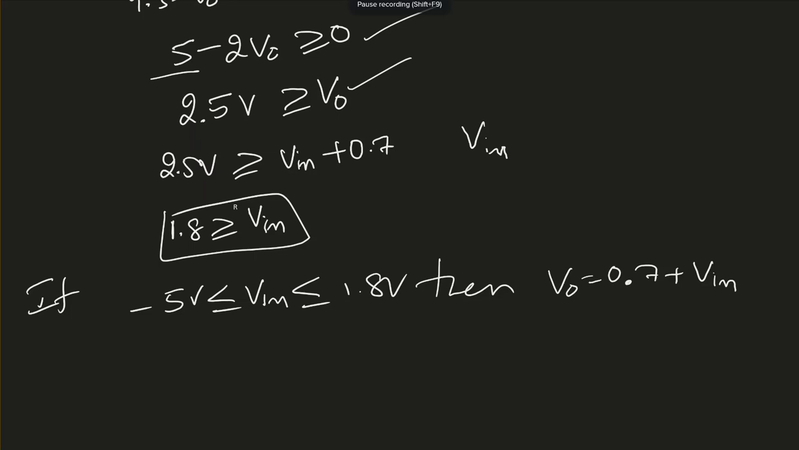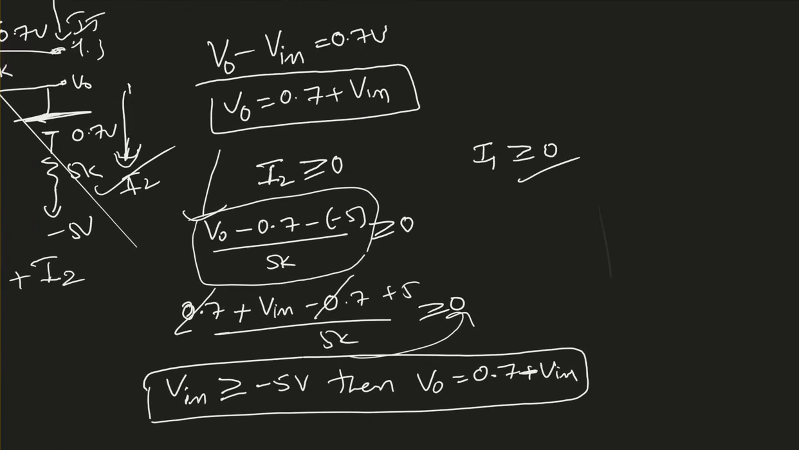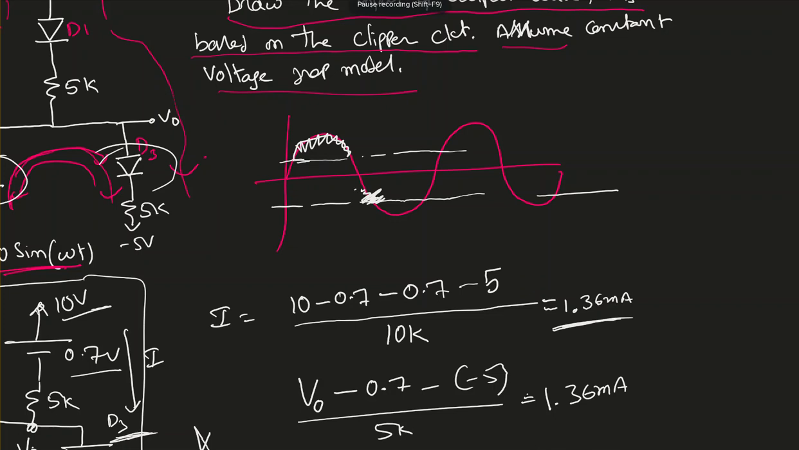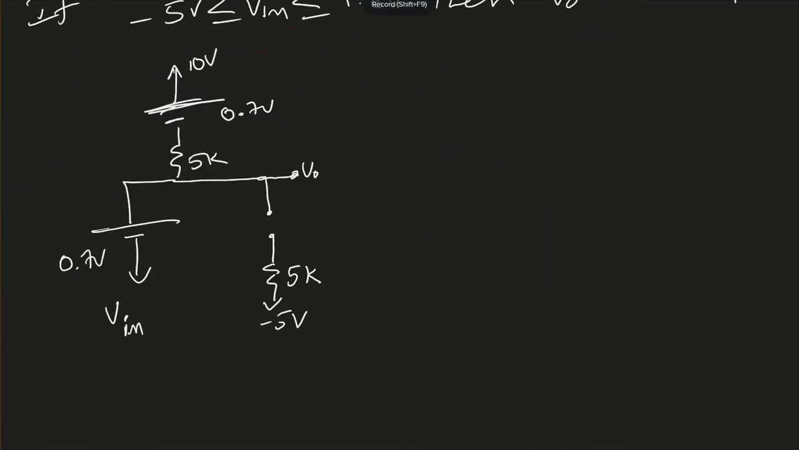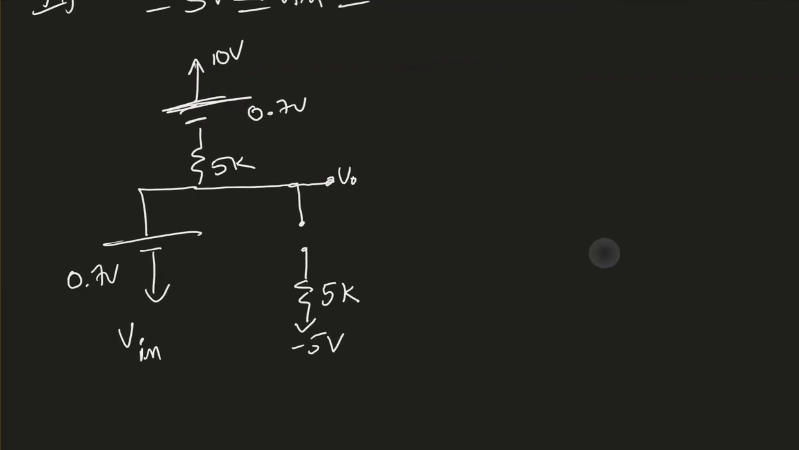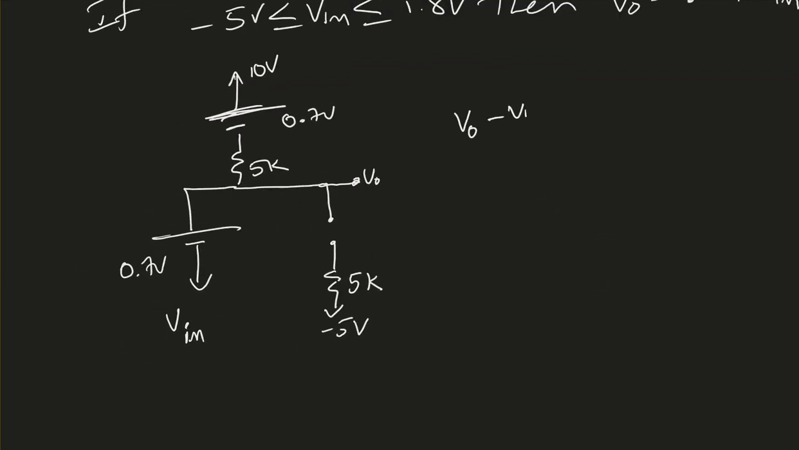Okay, now if you look at this waveform right here, it has the whole thing, so we know what is going on during this period. Now we need to find out what is going on below negative 5 volt. In this case, I'm assuming the diode D2 is closed and D3 is open. With this assumption, I can say V0 minus Vn must be equal to 0.7. So V0 must be 0.7 plus Vn. Now I have the equation for V0.